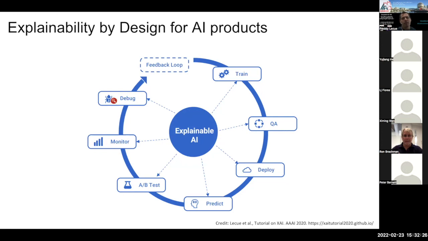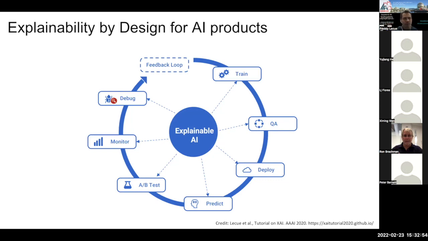So you do train, and while doing training, you can use the explanation for debugging it. The same when you do the quality assessment, the same when you do the deployment, you may learn the data distribution is changing, or maybe you have a concept drift problem. And even better if that's provided by some explanation that highlights and emphasizes this particular need. So the same for prediction. A/B testing also could help.